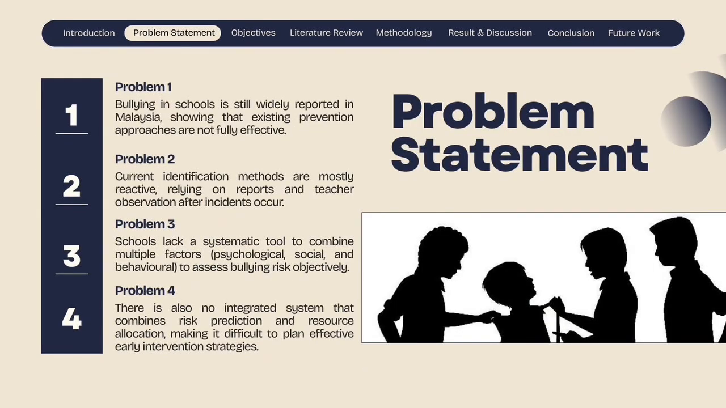Next, we move to the problem statement. There are four main problems addressed in this study. Firstly, bullying cases are still widely reported, showing that current prevention approaches are not fully effective. Secondly, existing identification methods depend mainly on reports and teachers' observation after the incident occurs. Thirdly, schools lack a systematic approach to combine multiple risk factors such as psychological, social, and behavioral factors. Lastly, there is no integrated system that combines risk prediction with resource allocation for effective intervention planning.